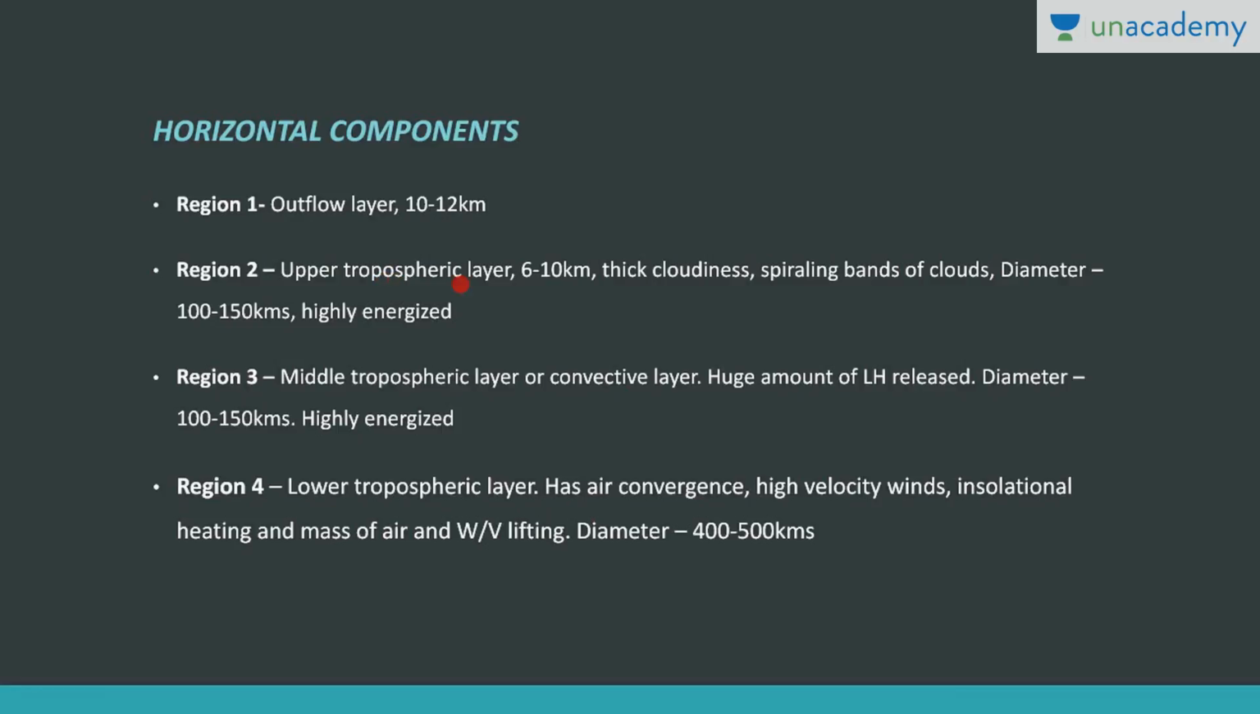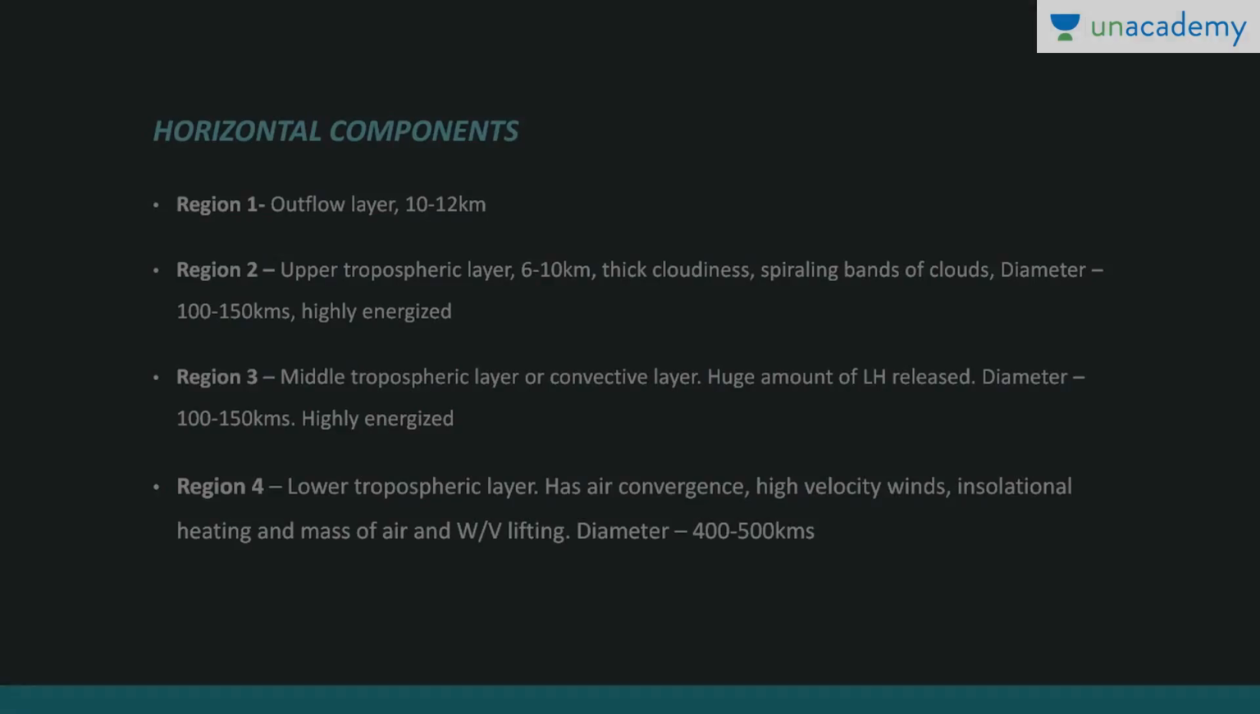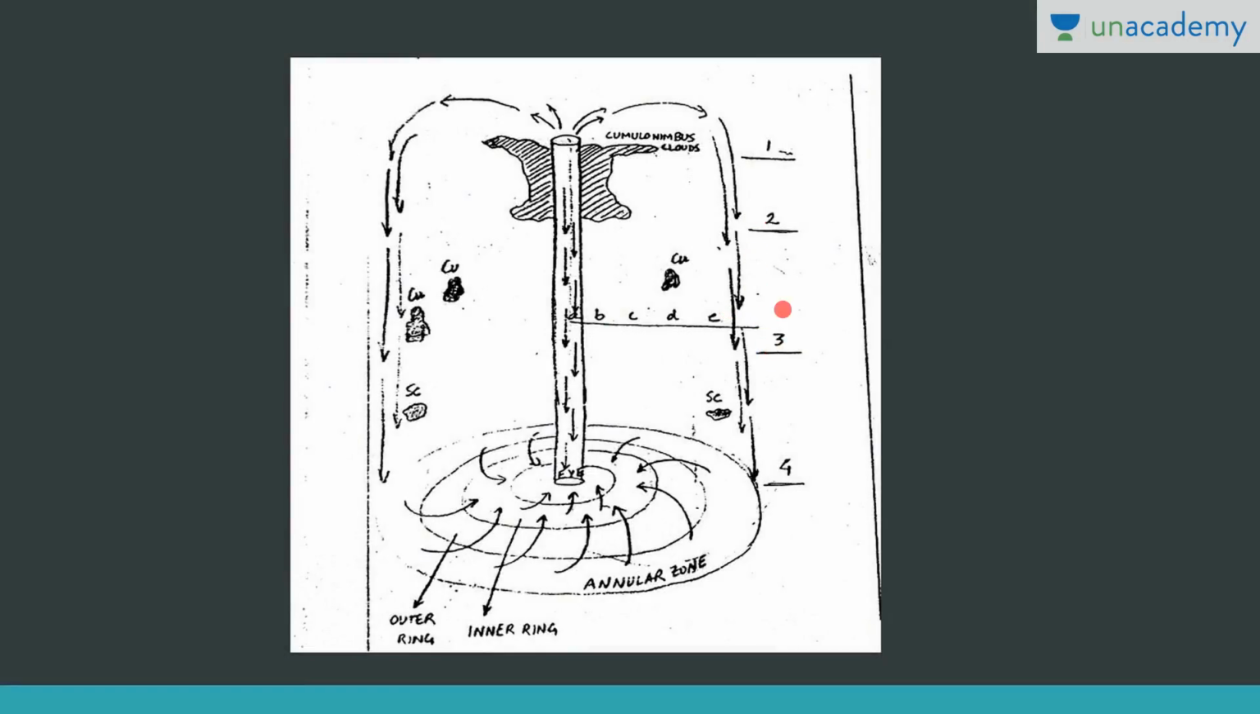Then region 2, this is the upper tropospheric layer, that is at 6 to 10 kilometer height. Here you will see thick cloudiness, spiraling bands of cloud, diameter in the range of 100 to 150 kilometers. So this zone, right? Here you can see the clouds in the diagram, and this is a highly energized zone. Okay. Then the third zone, that is the middle tropospheric layer, huge amount of latent heat is released. This is also known as the convective layer. Okay, this one is also a highly energized zone, just below this upper tropospheric layer. This is the third zone, or third region. Here you can see these clouds, right?